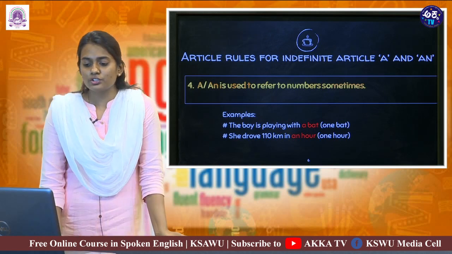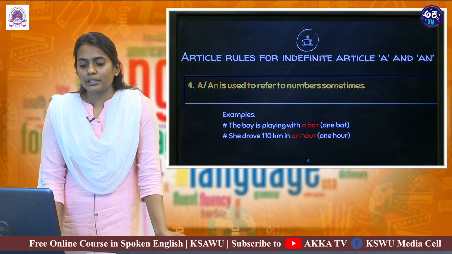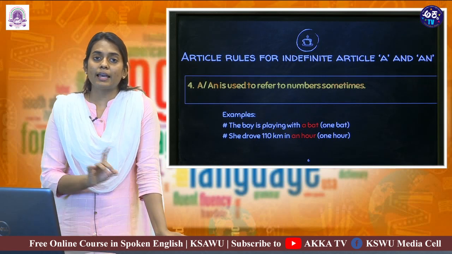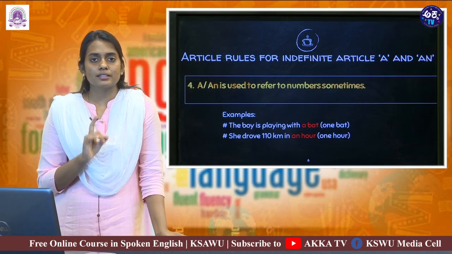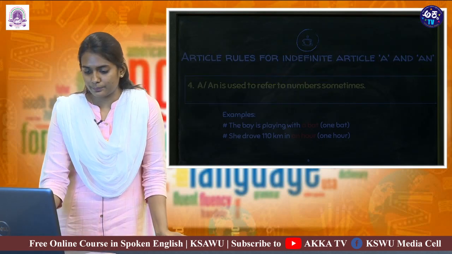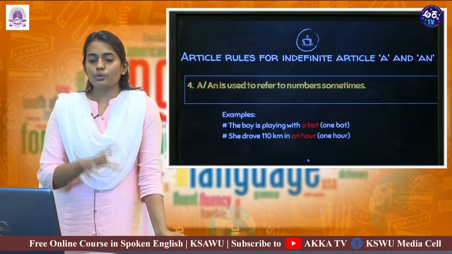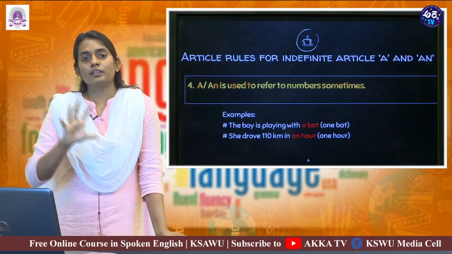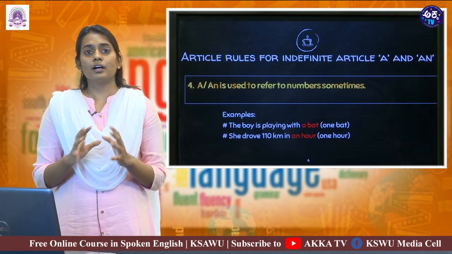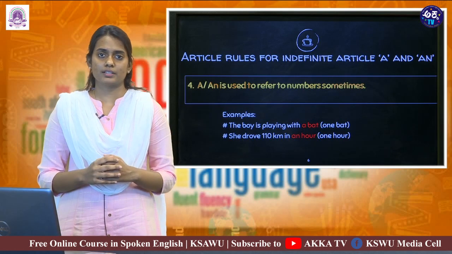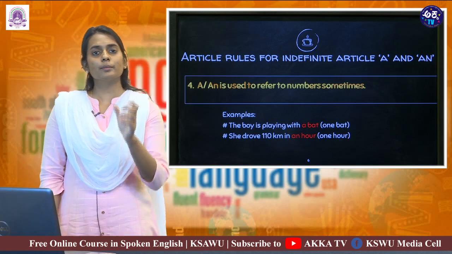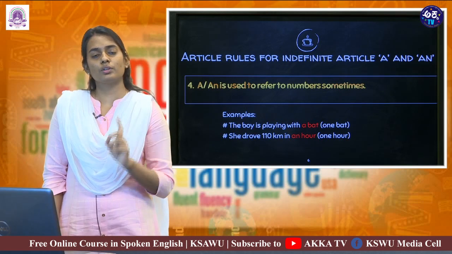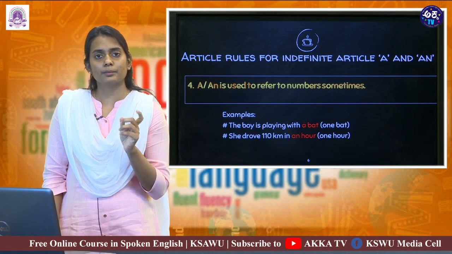So here, she drove 100 kilometers in an hour. So in an hour, it is equal to 1 hour. Okay, it is equal to 1 hour. So hope you know this one, say for example, a day has 24 hours. It means one day has 24 hours. Usually it refers to a number, and that number is 1.